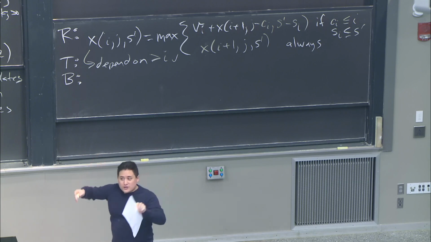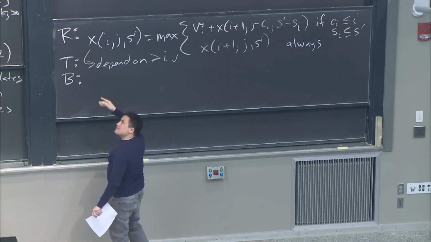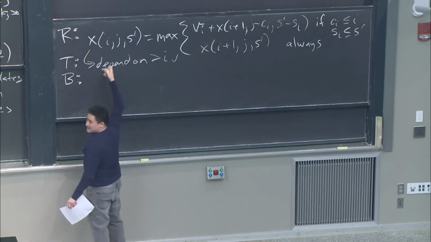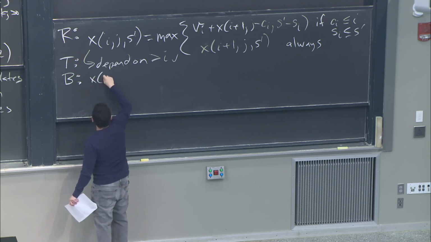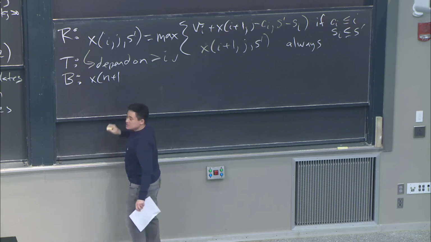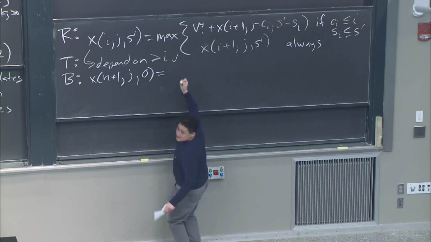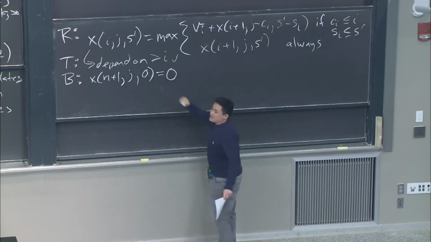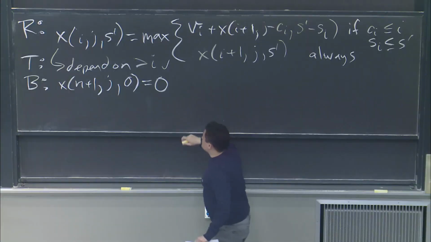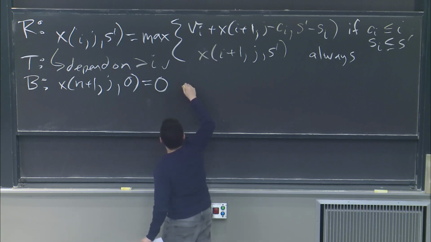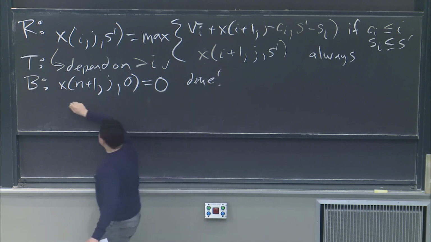But what do I want on the third parameter? 0. I better have eaten exactly S plates. So I want to get down to x n plus 1, because I'm 1 indexed, j for any j, 0. That's going to be 0, right? I get no calories there, but it's a good thing. It's a good place. It's fine. 0 is good. All right. This is done.